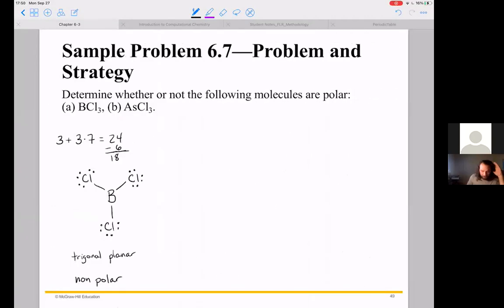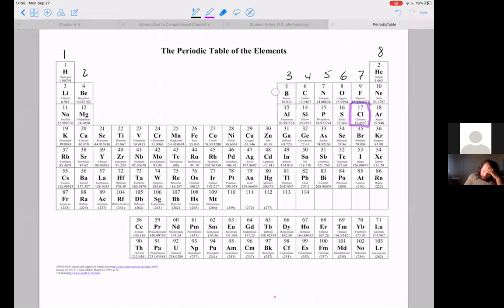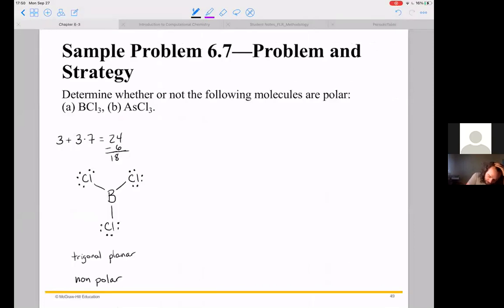All right, now let's do arsenic trichloride. Go to our periodic table. Arsenic lives down here, so it has 5 valence electrons. So now I have 5 plus the 3 times the 7 on the chlorine gives me 26. Put the less electronegative atom in the middle, that's the arsenic. Put the chlorines around it. Single bonds, 2, 4, 6. That takes me down to 20.